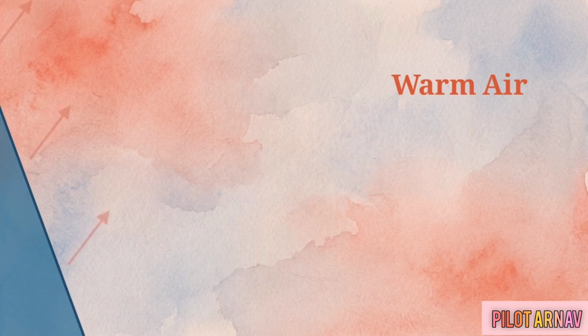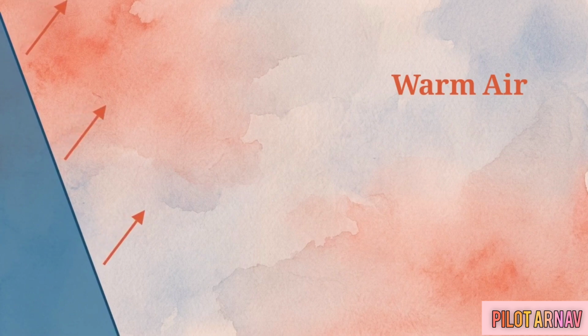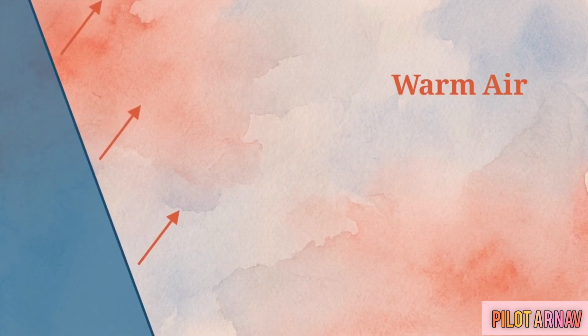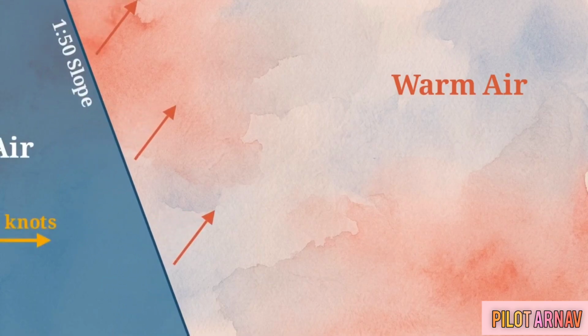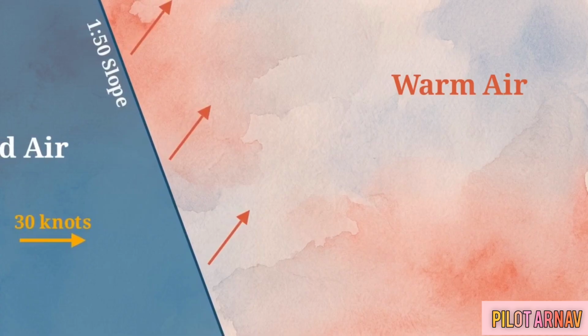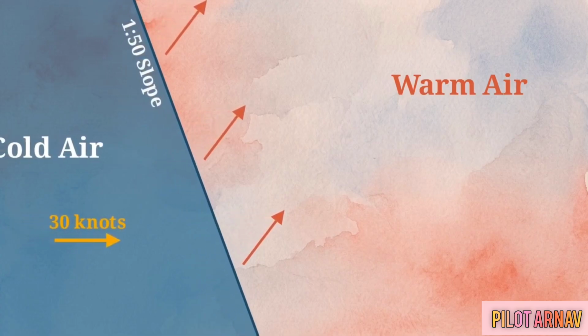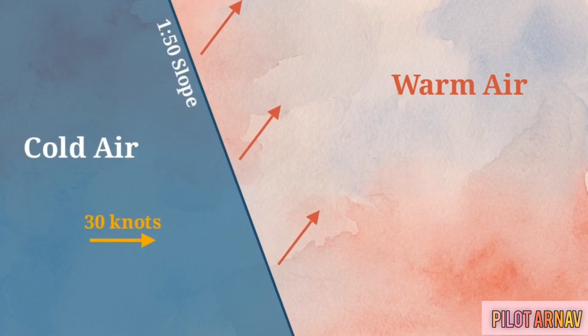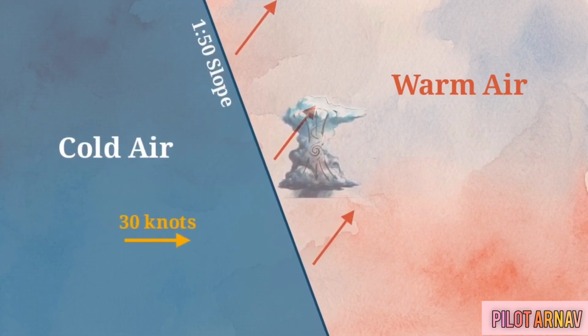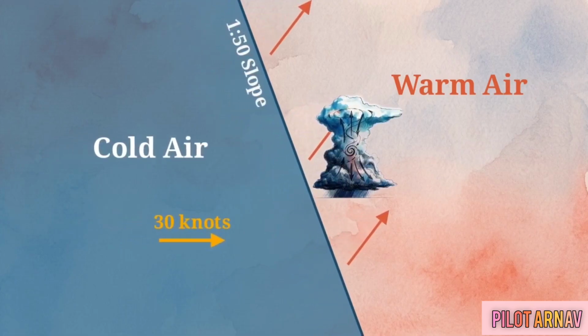The heavier cold air undercuts the warm air, shoving it violently upward. This dense air plows forward at roughly 30 knots, twice the speed of a warm front, creating a steep boundary slope of 1 to 50. This violent upward forcing produces deep vertical clouds ahead of the front.